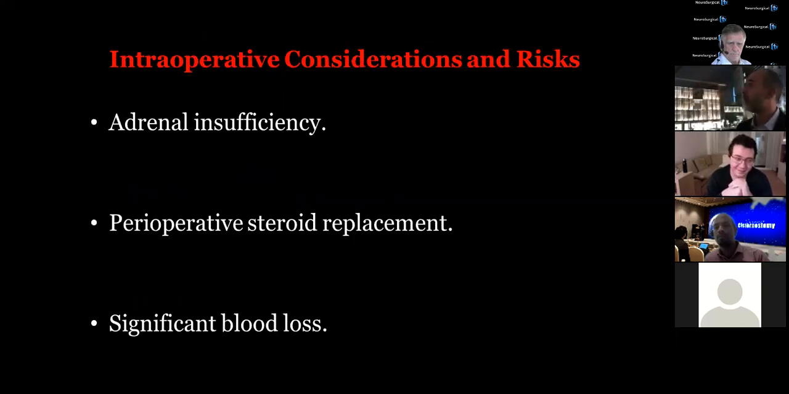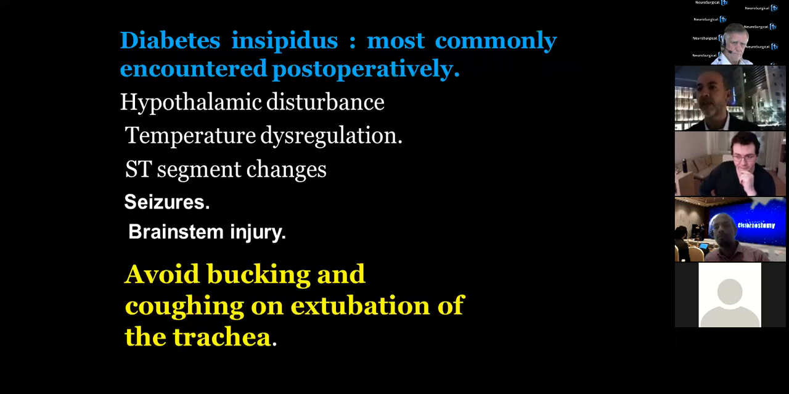What are the intraoperative considerations and risks during craniopharyngioma cases? Adrenal insufficiency, which might be diagnosed preoperatively. Perioperative steroid replacement, and this should be discussed thoroughly and closely with the endocrinologist. Significant blood loss, especially when the tumor is very close to the major vessels in the brain. Diabetes insipidus, which is most commonly encountered postoperatively, as I mentioned, but in some cases we might encounter it for the first time intraoperatively.